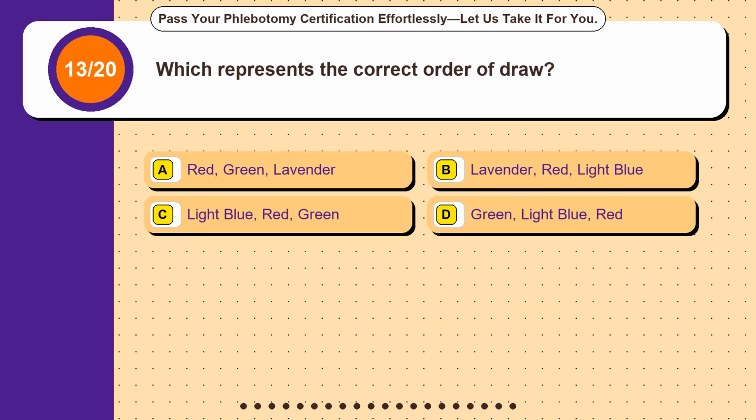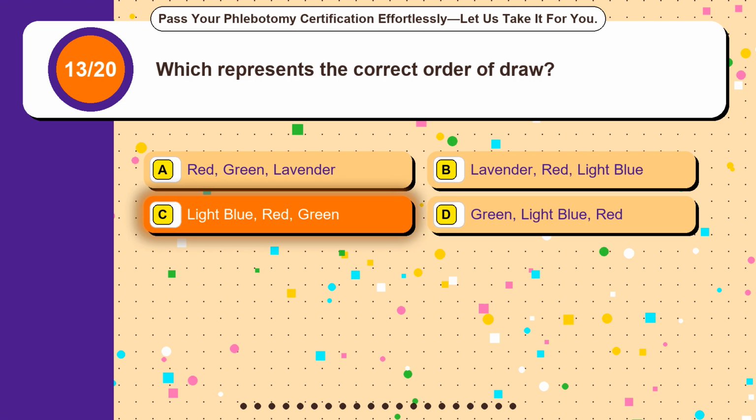Question 13. Which represents the correct order of draw? Option A, red, green, lavender. Option B, lavender, red, light blue. Option C, light blue, red, green. Option D, green, light blue, red. The correct answer is option C, light blue, red, green.